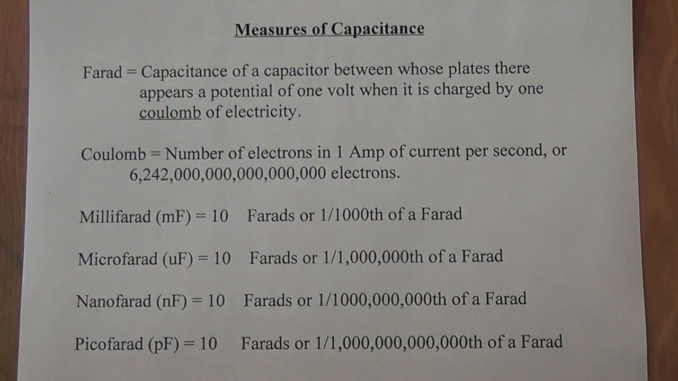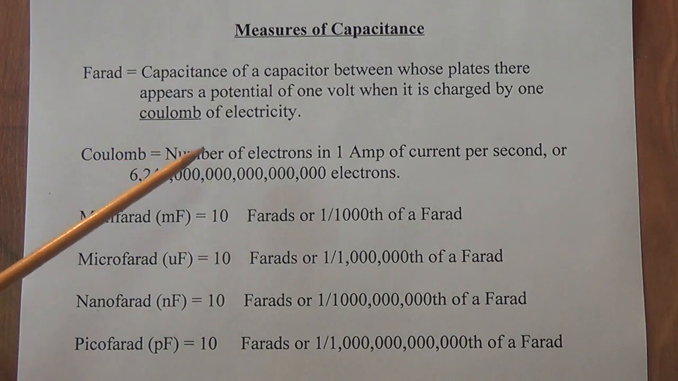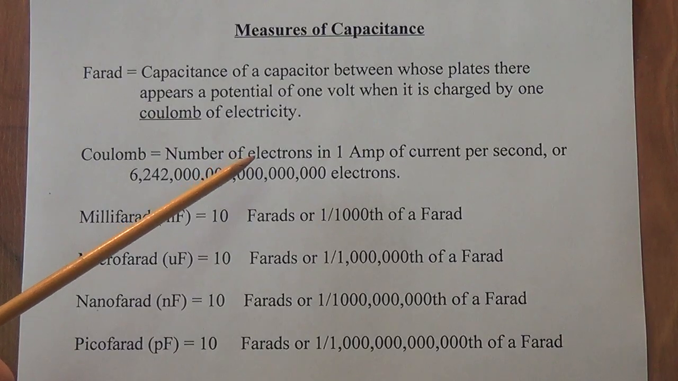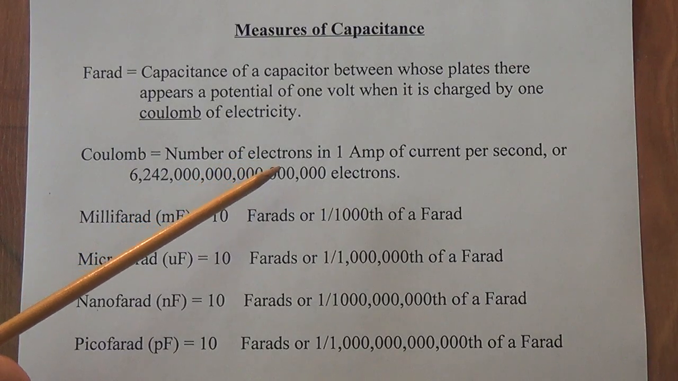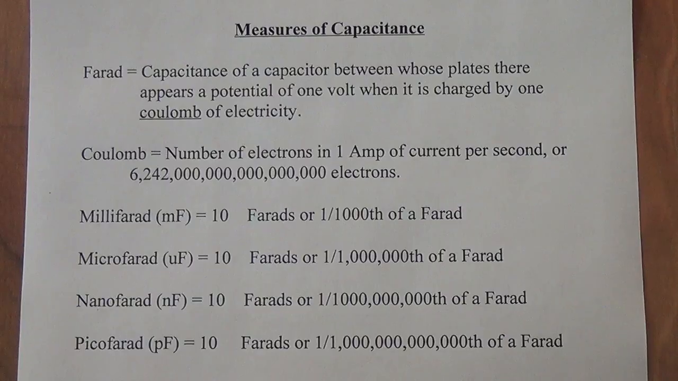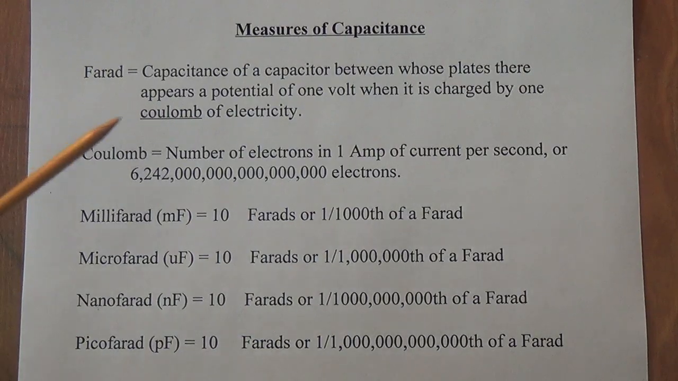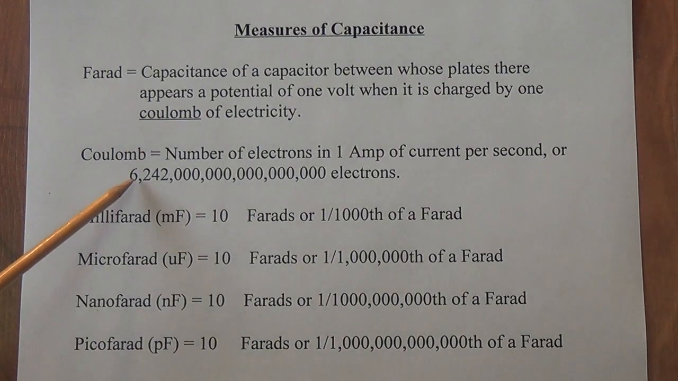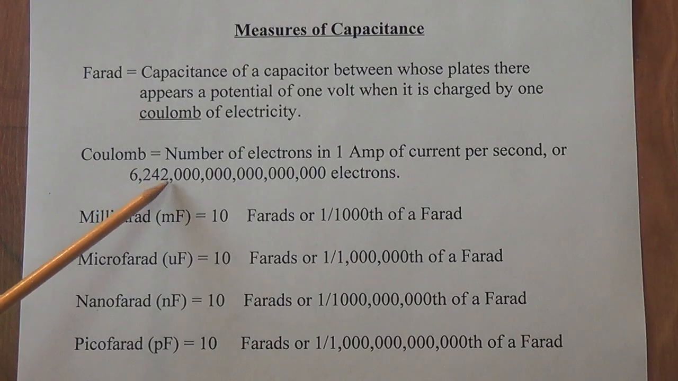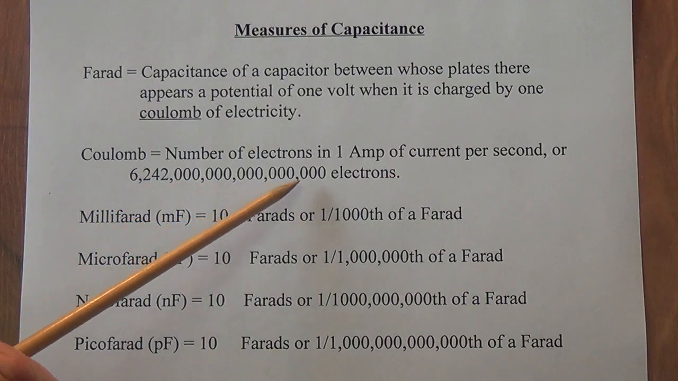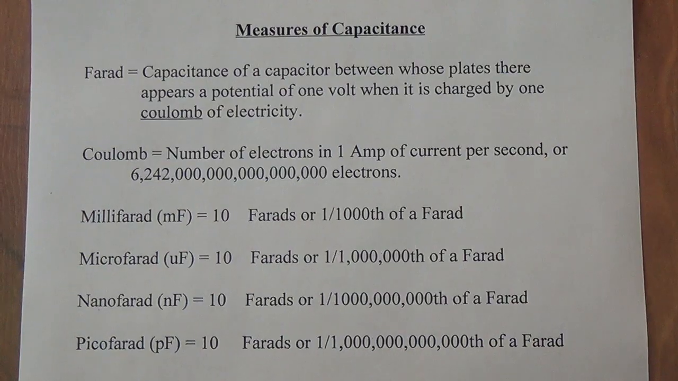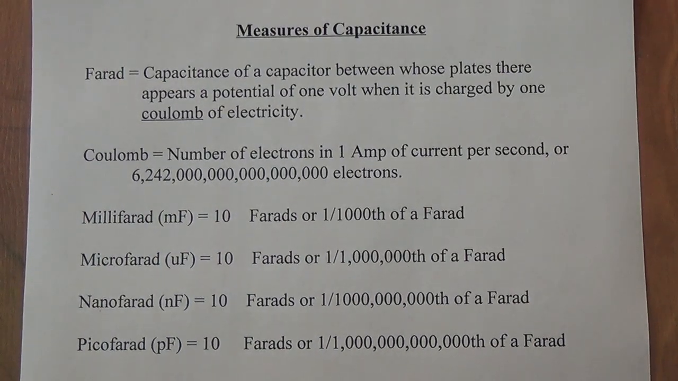Now, a farad involves the storage of a coulomb of electricity. And a coulomb is the number of electrons that would flow if you had 1 amp of current, and say you open the gate and let it flow for 1 second, shut the gate, and then counted the electrons. And in that short period of time, 6,242 followed by 15 zeros of electrons would flow. That is a coulomb of electricity.